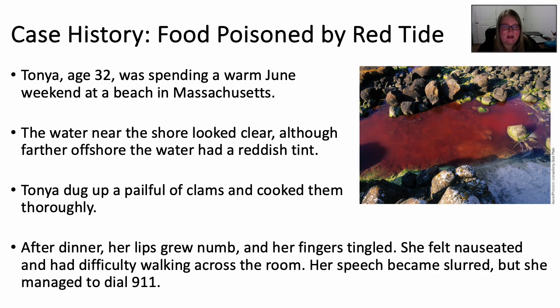Okay, so let's talk about a case history. Our case history is called Food Poisoned by Red Tide. This is the effect that some photosynthetic organisms can have on people health-wise. Okay, so let's set the scene. It is June, it's nice and warm, and we're at a beach in Massachusetts. We're going to follow Tanya, our 32-year-old tourist who's visiting this town for the first time.